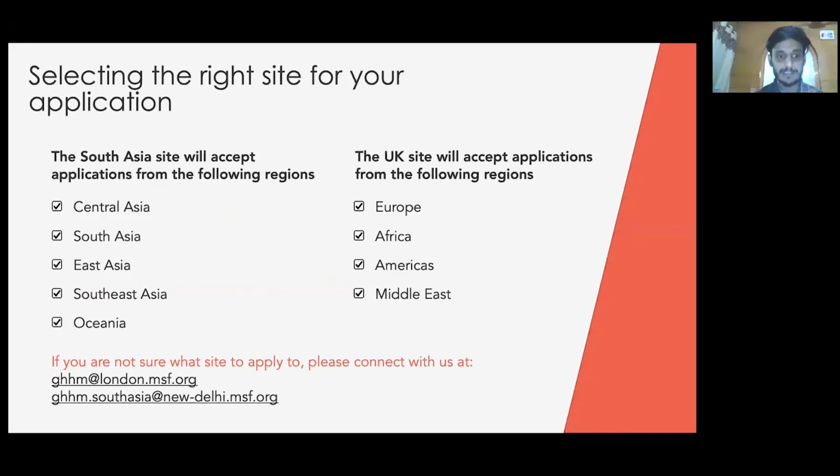These are just the regions. If you are in any of the below regions, for instance, the South Asia site will accept applications from the following regions: Central Asia, South Asia, East Asia, Southeast Asia, and Oceania. If in case you're based in Europe, Africa, Americas, and Middle East, you should be applying to the UK site. Please note our email IDs if in case you want to connect with us or you're not sure about the site you should be applying to.